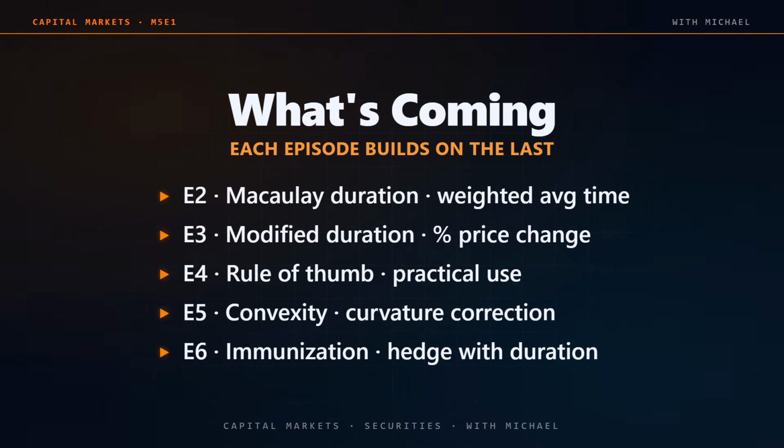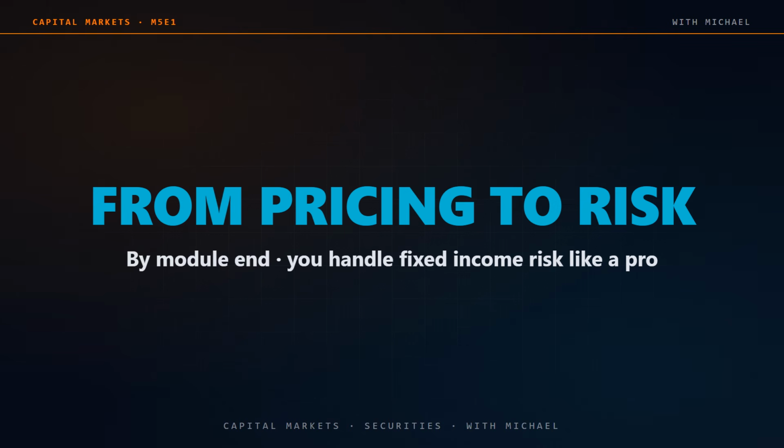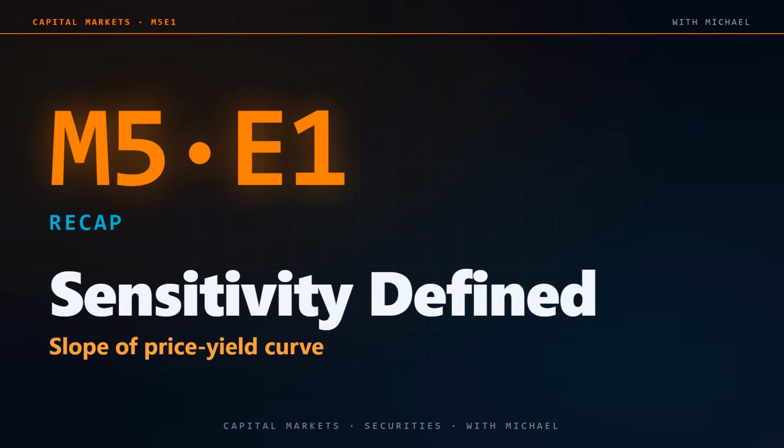In Episode 3 we modify Macaulay duration to get modified duration, which directly predicts the percentage price change for a small yield change. In Episode 4 we use modified duration as a working rule of thumb in portfolio management. In Episode 5 we add convexity, the second-order correction that captures the curvature of the price-yield relationship. In Episode 6 we close with immunization, the use of duration to hedge interest rate risk in pension funds and insurance companies. Module 5 takes you from a working knowledge of bond pricing to a working knowledge of bond risk.